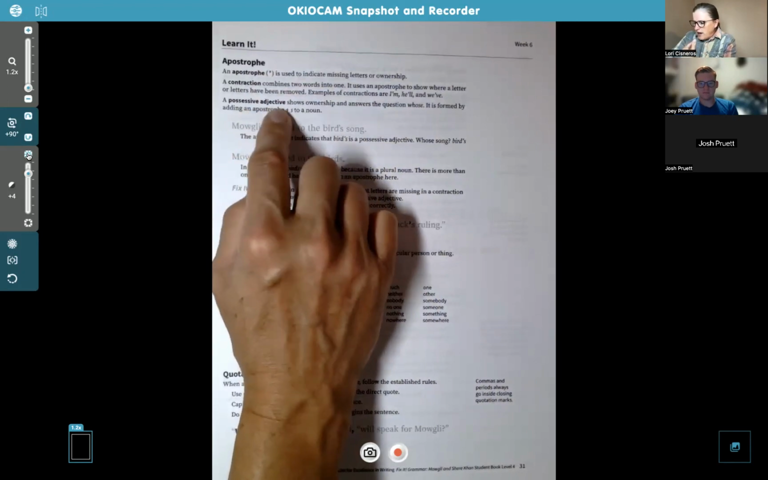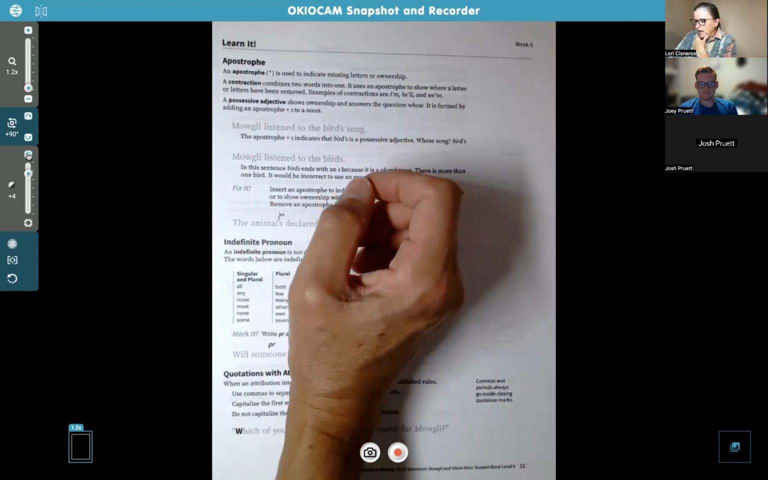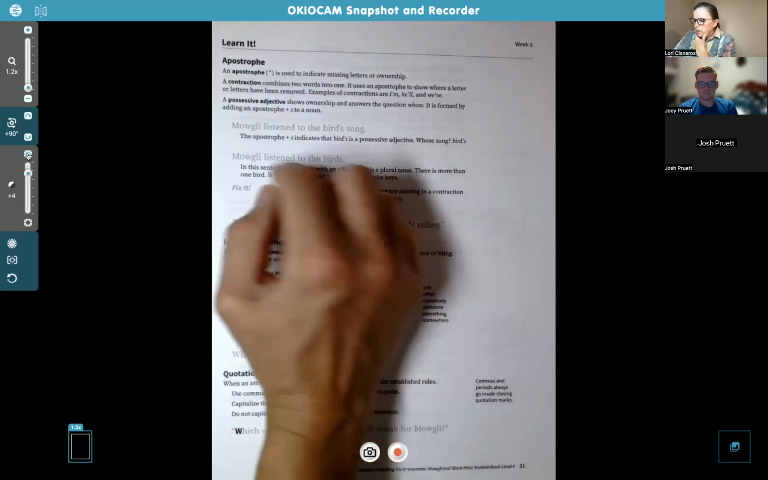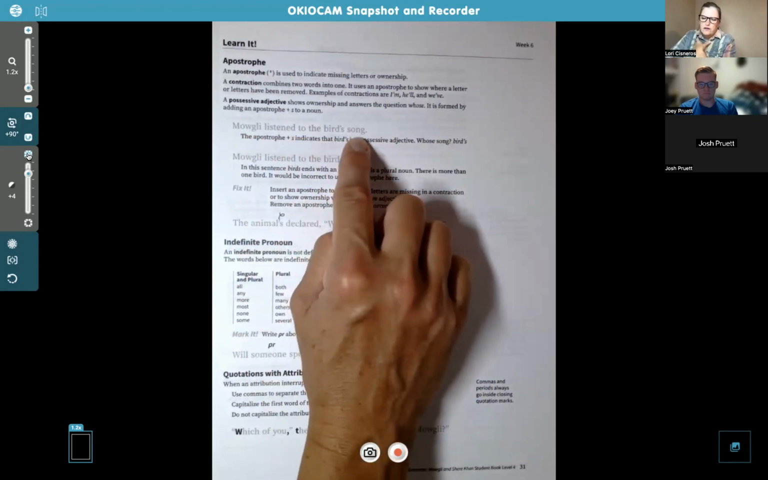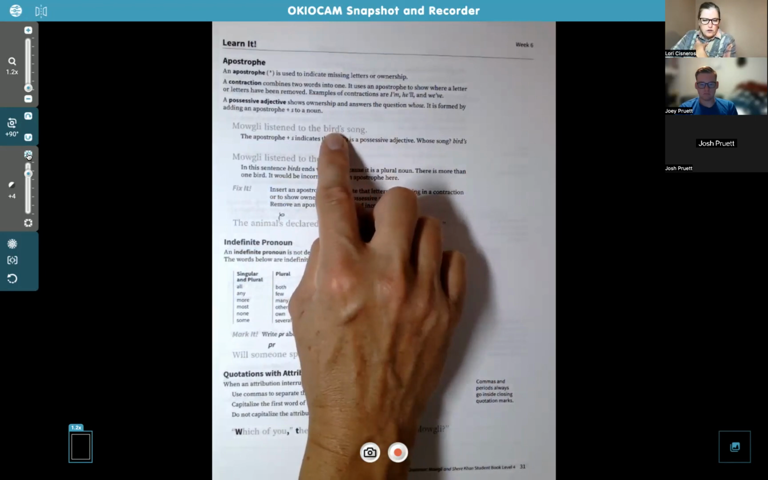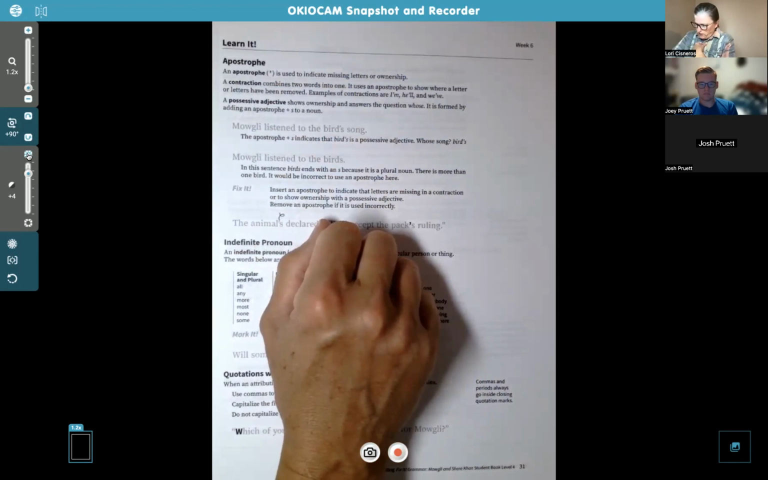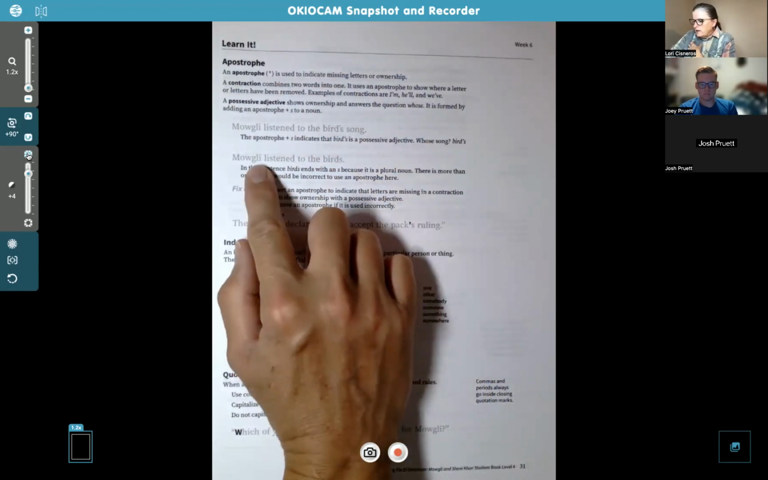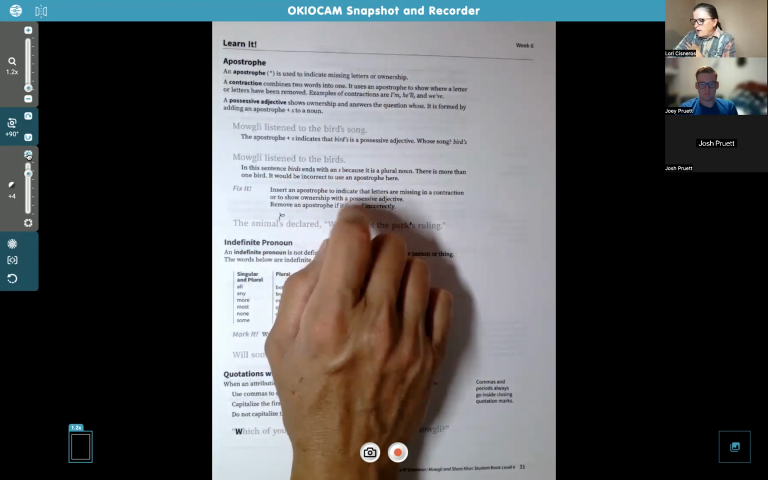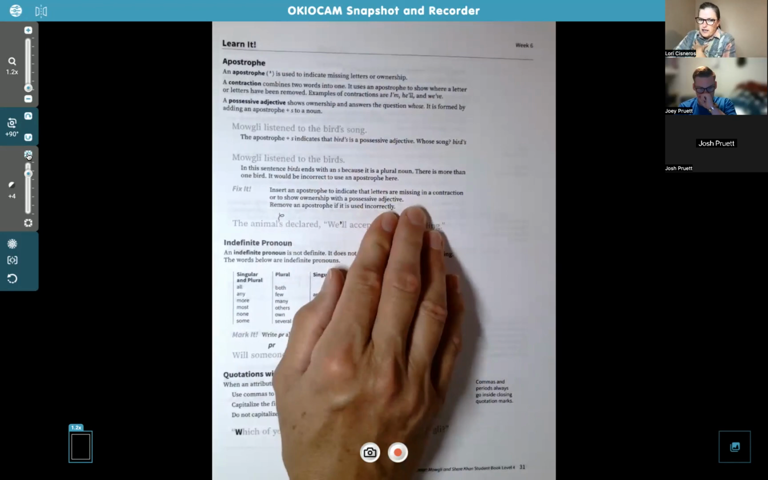And then the possessive adjective shows ownership. So that's when you add an apostrophe S to a noun. Here's your example. Mowgli listened to the bird's song. This song belongs to the bird. So we have an apostrophe there. That's a possessive adjective. You can also ask whose song, and it's the bird's song. Mowgli listened to the birds. Obviously, there's no apostrophe there. It's a plural noun. It's kind of a duh lesson, honestly.